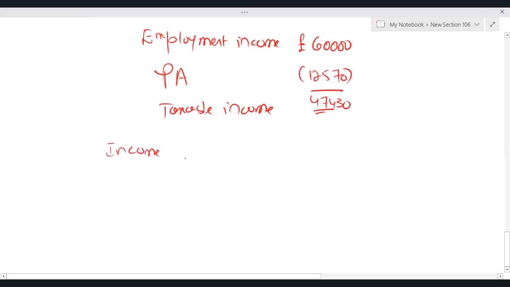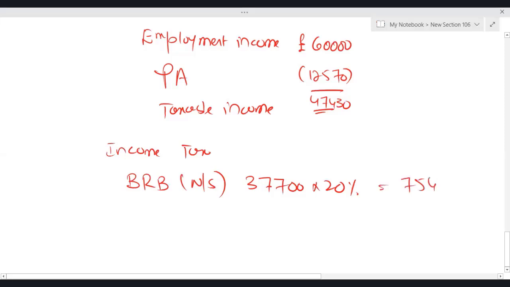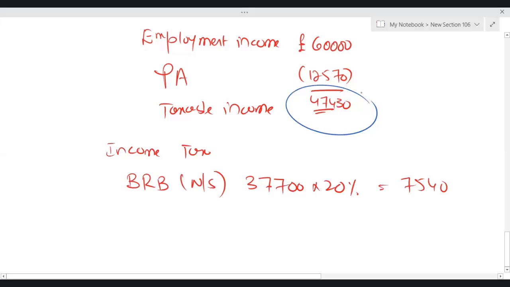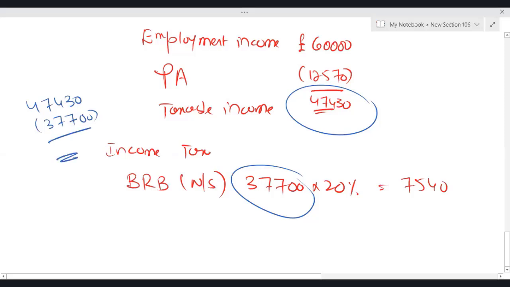Income tax, basic rate band, non-saving income: 37,700 into 20%. So 37,700 into 20%, that is 7,540. Now, the taxable income is actually 47,430. Out of this 47,430, we have taxed 37,700. So how much is left? 47,430 minus 37,700. We are left with 9,730. Logically, this 9,730 falls in the higher rate band.